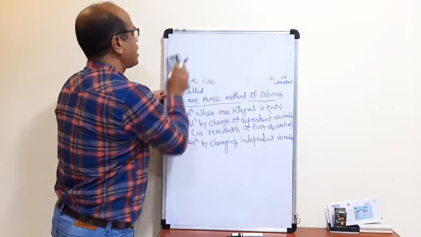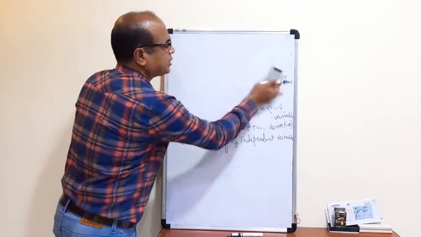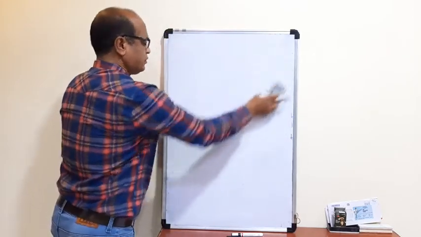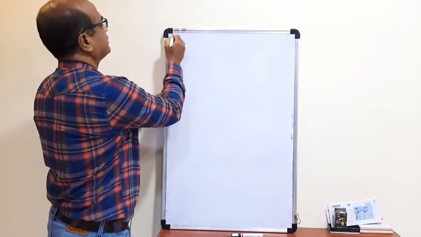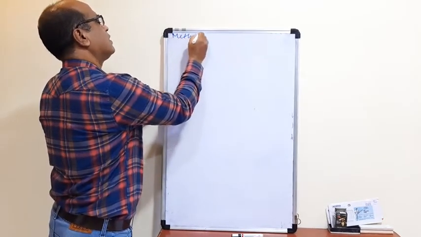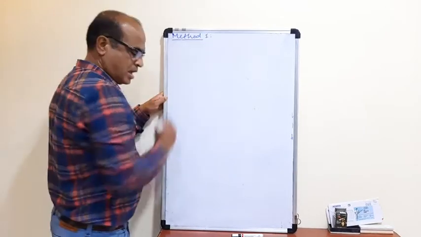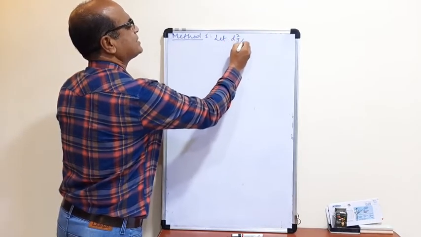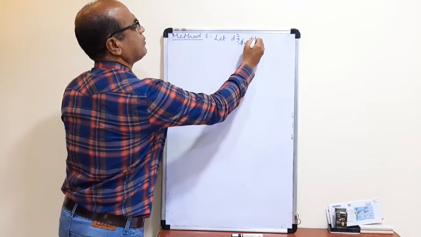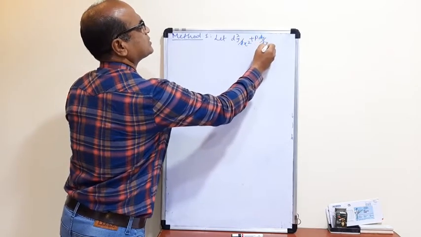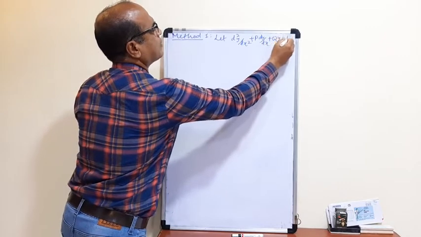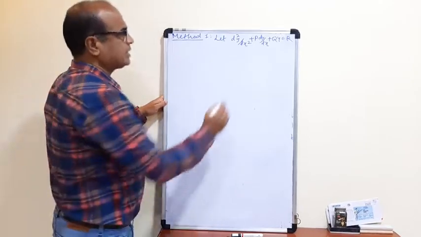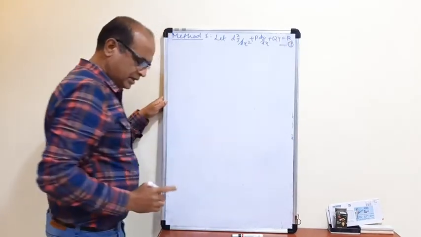Now how to solve the differential equation when one integral is known? Let us consider the differential equation d2y by dx square plus p dy by dx plus qy is equal to r, where p, q, r are functions of x only or constants. This is the differential equation; we say this equation is number 1.